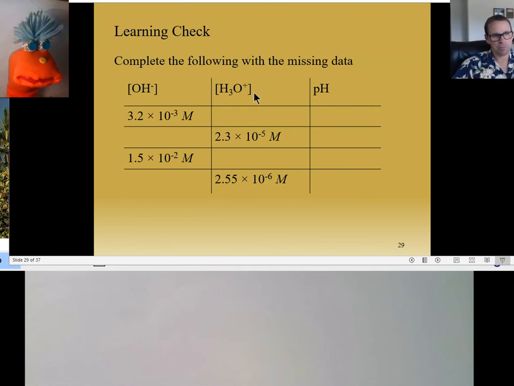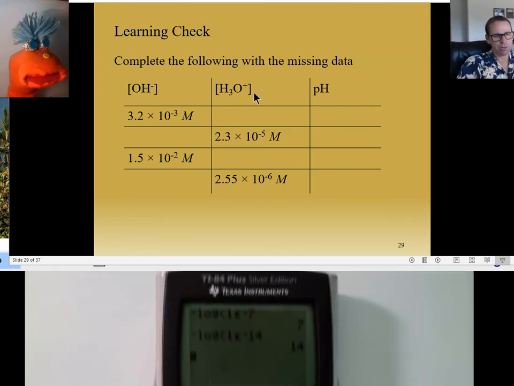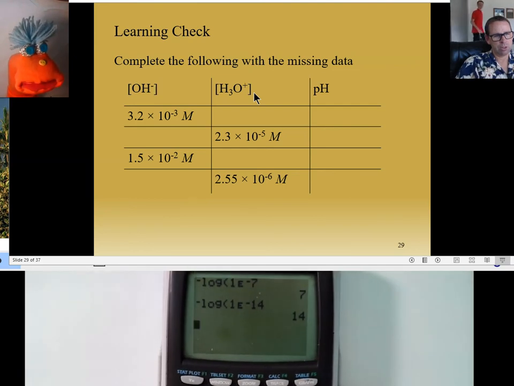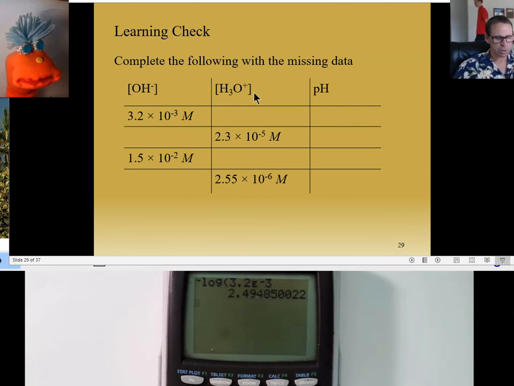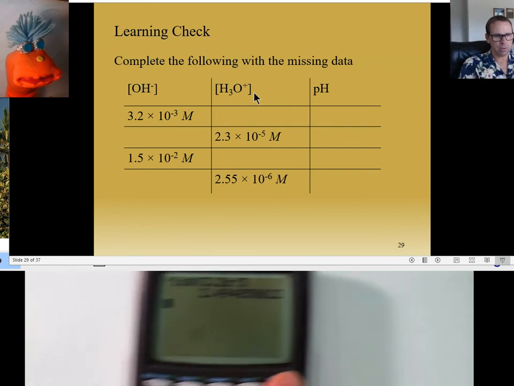Okay, well then let's see. If I find the pOH, that would be 3.2 times 10 to the minus 3. So I take the negative log. Negative log of what? 3.2 times 10 to the minus 3. All right, so it's 2.49.